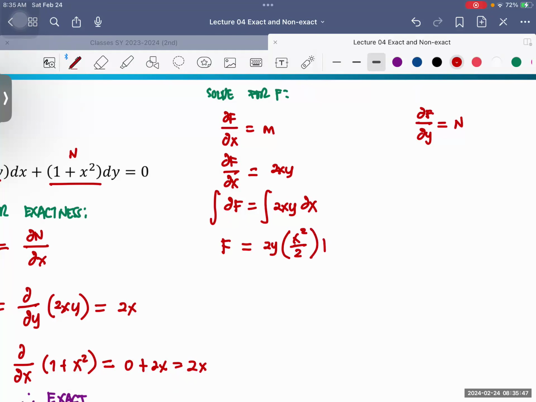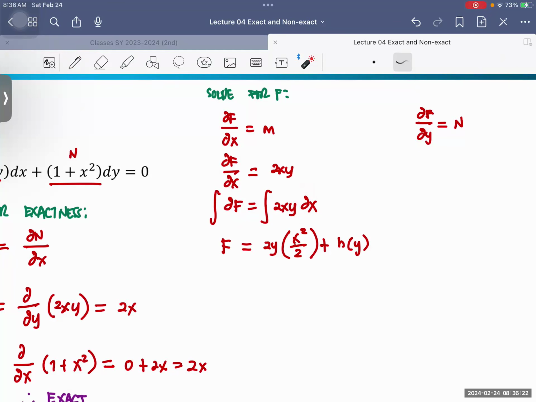Okay? Plus, now, this is the somewhat critical part. Instead of plus c, class, we can add it to our final expression for f. Here, it is always plus a constant, right? But what we add here is not a constant number, but rather a function of y. Because in this case, we are partially differentiating m with respect to x, meaning when we anti-differentiate it, there should exist a function of y.